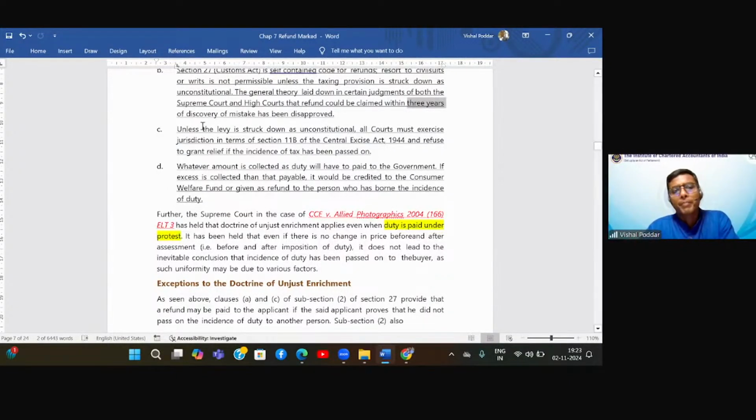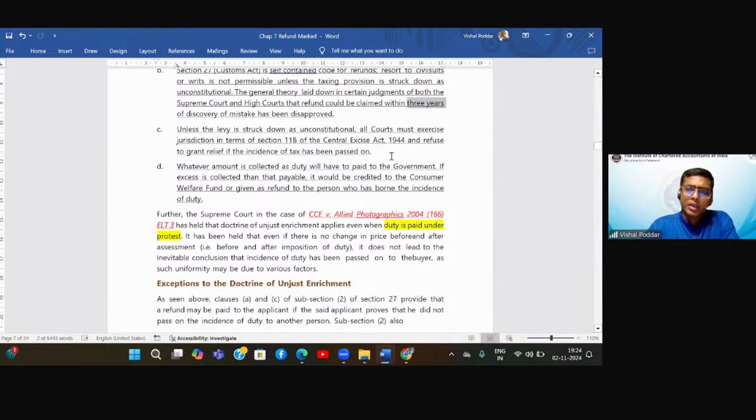Now the third point, unless the levy is struck down as unconstitutional. Now we are talking about the levy. So the customs duty levy that you have paid or any type of anti-dumping duty or safeguard duty you have paid, until and unless that is struck down by the court as unconstitutional, all courts must exercise jurisdiction in terms of 11B of the Central Excise Act and refuse to grant relief if the incidence of tax has been passed on.